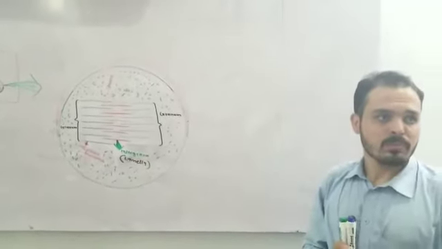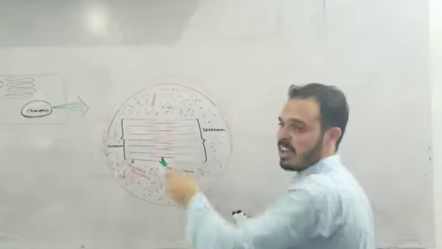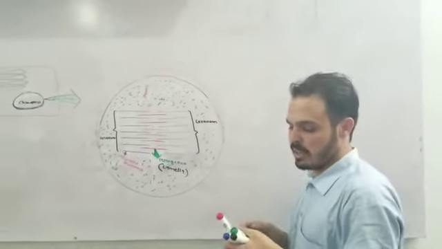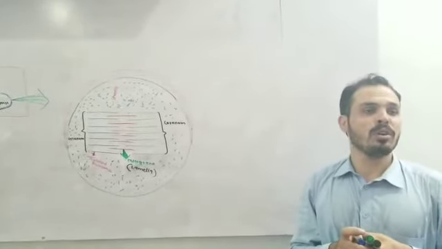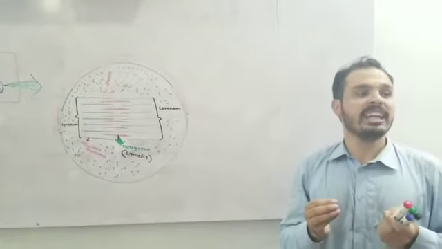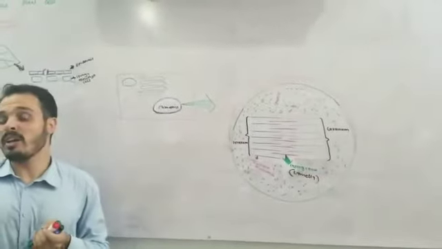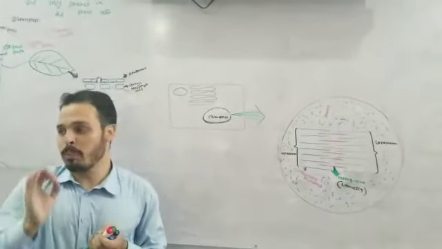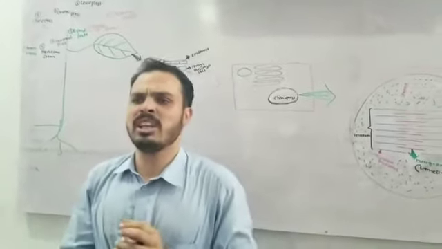Now on the surface of the thylakoid membrane, there will be the presence of photosynthetic pigments, and one of the most important photosynthetic pigments is called chlorophyll. Is the concept clear?